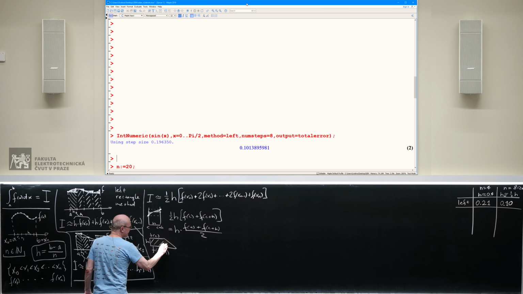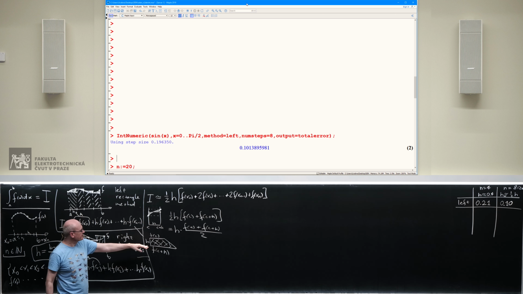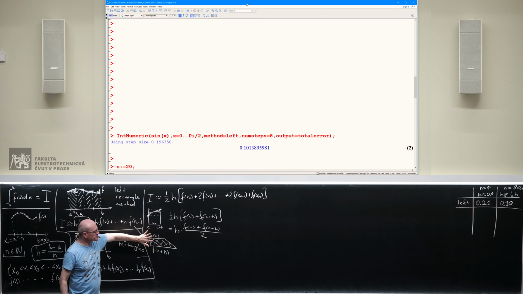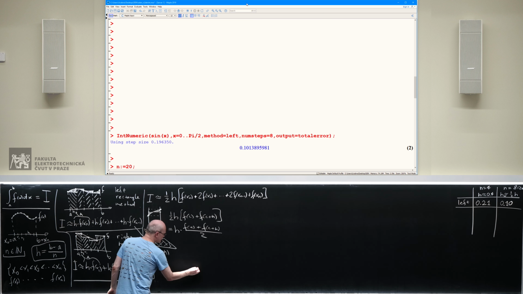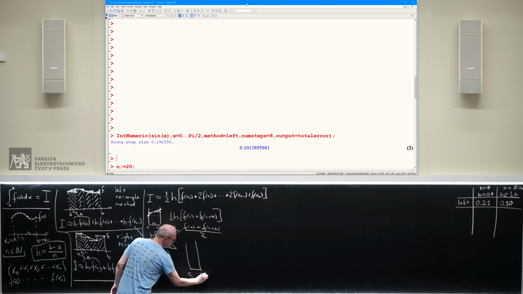So I can also interpret this expression, this summation over one panel, as the area of a trapezoid. This is how I was used to see it at elementary school, but let's rotate it. When we rotate it, it looks like this. Here is my panel, C plus H.